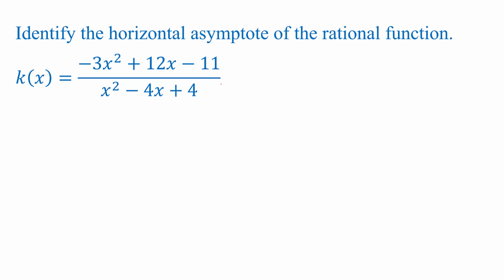For k of x equals negative 3x squared plus 12x minus 11 over x squared minus 4x plus 4, the degree of the numerator is 2, the degree of the denominator is 2. So our horizontal asymptote will be of the form y equals leading coefficient of the numerator over leading coefficient of the denominator. We get a horizontal asymptote of y equals -3.